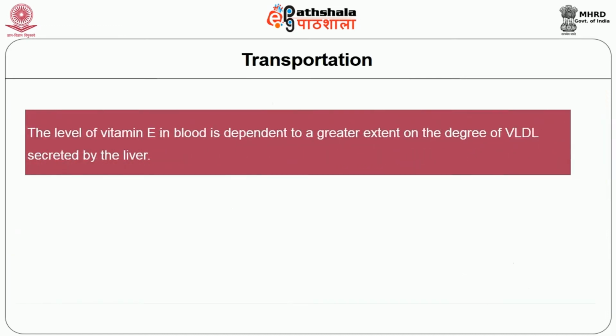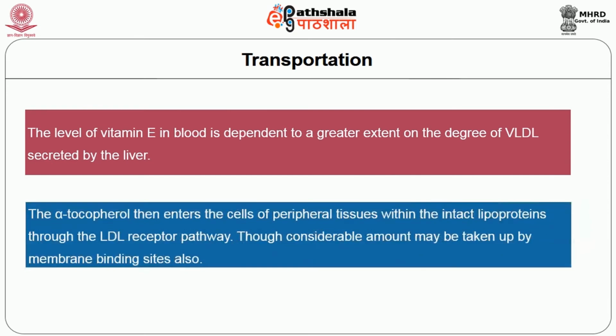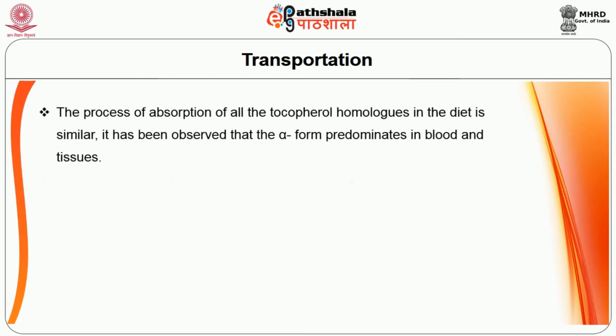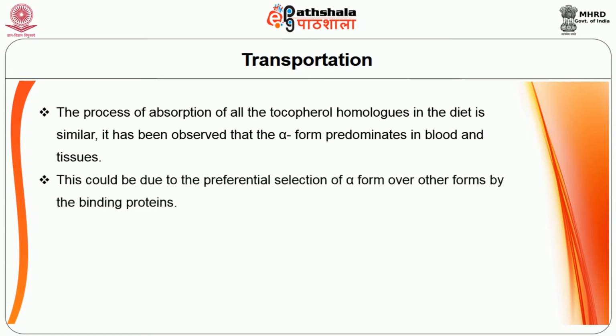The level of vitamin E in blood is dependent to a greater extent on the degree of VLDL secreted by the liver. The alpha tocopherol then enters the cells of peripheral tissues within the intact lipoproteins through the LDL receptor pathway, though a considerable amount may be taken up by membrane binding sites also. Though the process of absorption of all the tocopherol homologs in the diet is similar, it has been observed that the alpha form predominates in blood and tissues. This could be due to the preferential selection of the alpha form over other forms by the binding proteins.